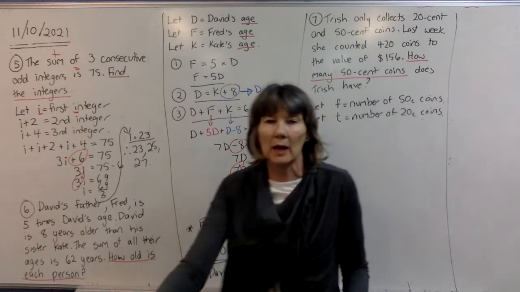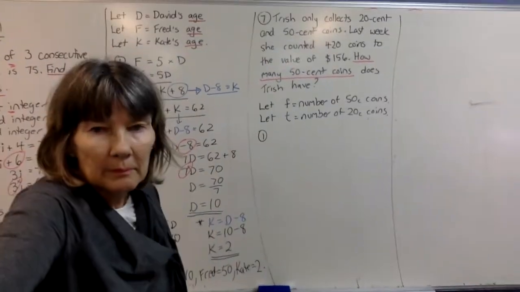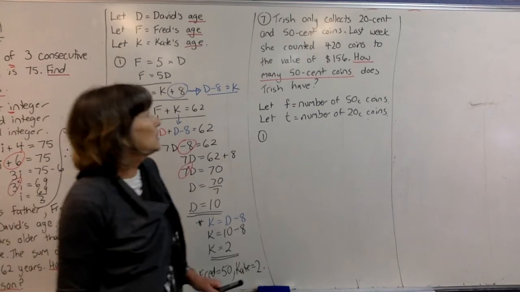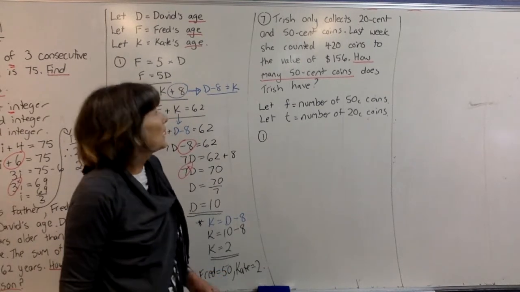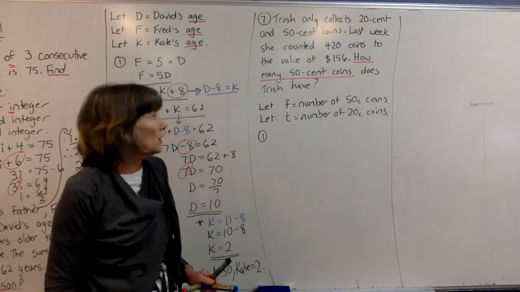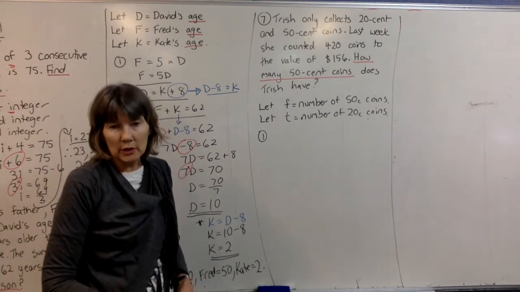All right, let's have a look at the last one here. Number 7. All right, Trish only collects 27 50-cent coins. Last week she counted 420 coins to the value of $156. How many 50-cent coins does Trish have?